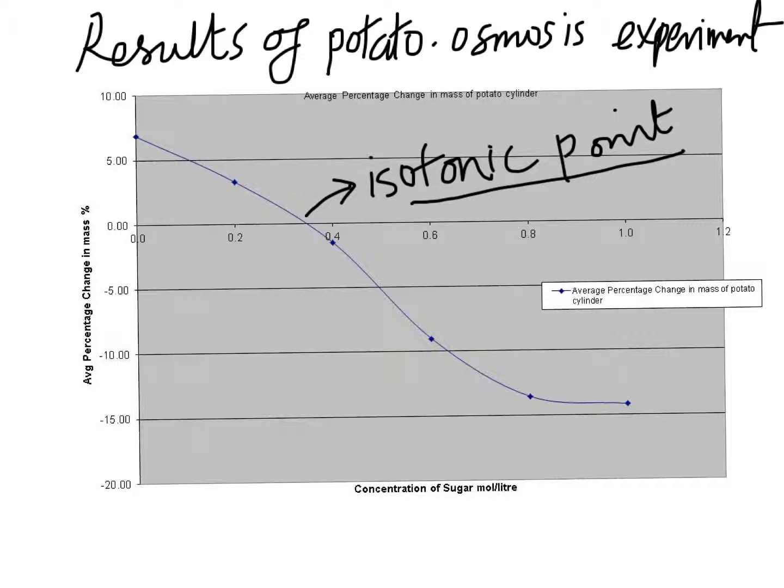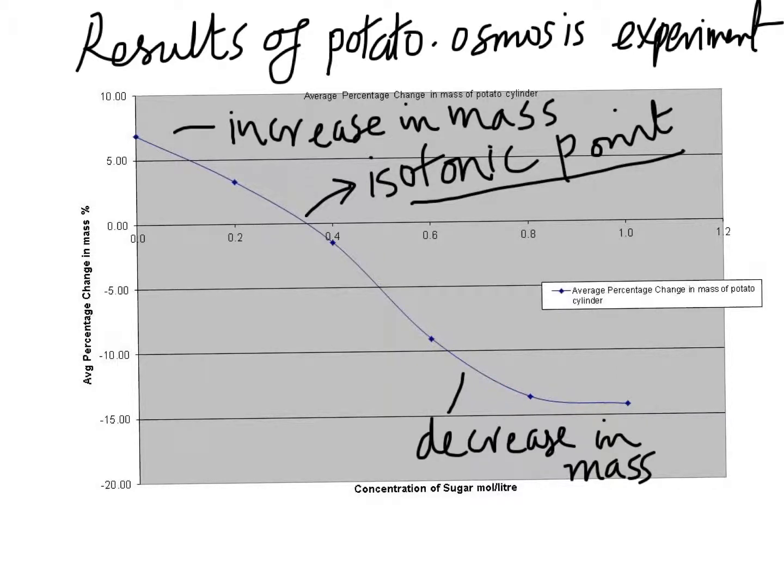Okay, so all this shows is if there is a difference in concentration of water, the water does diffuse and move through a semi-permeable membrane by osmosis. Okay, just to summarize that, there's an increase in mass, no change in mass at this point here, and there is a decrease in mass here.